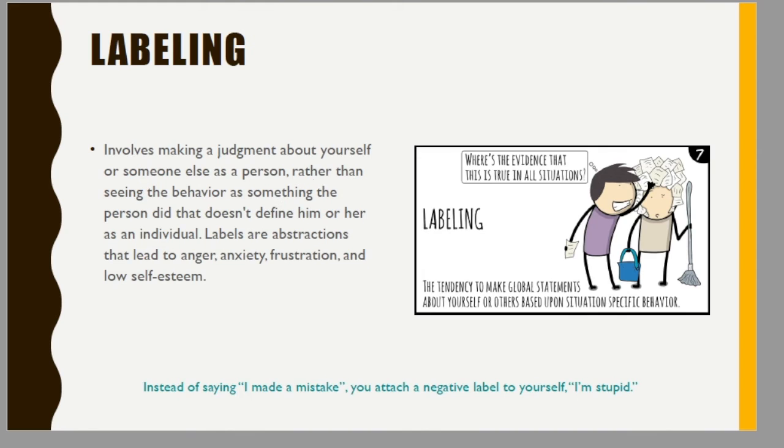I just got lucky. Labeling involves a judgment about yourself or someone else as a person rather than seeing the behavior as something the person did that doesn't define him or her as an individual. Labels are abstractions. They lead to anger, anxiety, frustration, and low self-esteem. I made a mistake. I'm stupid. So labeling is a tendency to make global statements about yourself or others based upon a situation-specific behavior. So another question is really looking at that evidence. Where's the evidence that this is true in all situations?